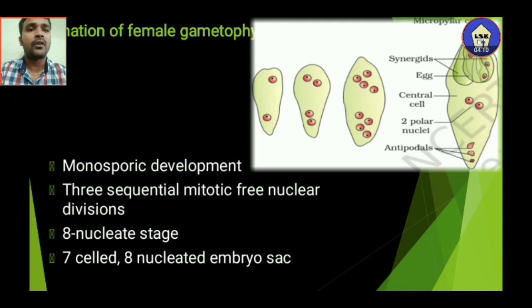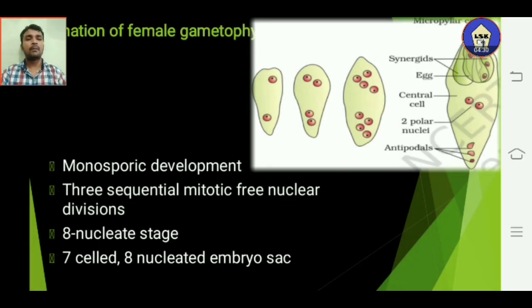See, first, before this there will be the presence of a megaspore. Within a megaspore, one haploid nucleus is there that undergoes mitotic division, first mitosis. Those two nuclei will move towards the respective polar regions. Again, both the haploid nuclei undergo one more mitosis, second mitosis. Then all the four haploid nuclei undergo one more mitosis, leading to the formation of a total of 8 haploid nuclei. Now, among these 8 haploid nuclei, one nucleus from each polar region moves towards the center. And then they are called polar nuclei.